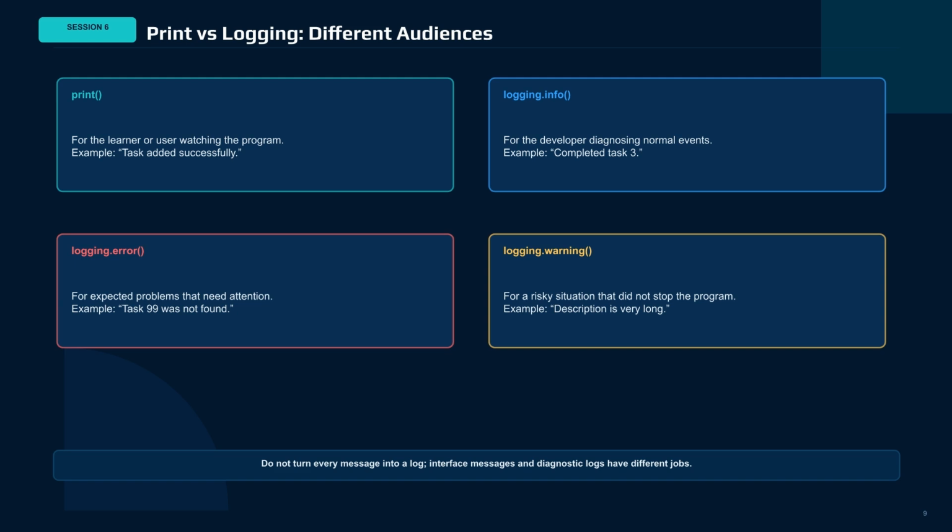Distinguish between print and logging. Use print for interface messages meant for the user. Use logging.info for developer-facing diagnostic events, logging.error for expected problems requiring attention, and logging.warning for risky situations that don't halt the program. They serve different audiences and different jobs.